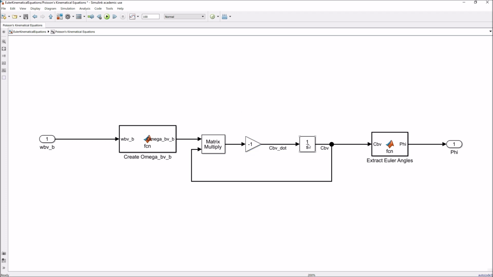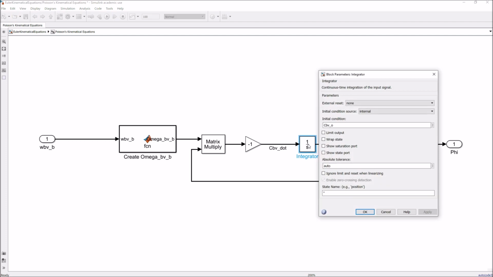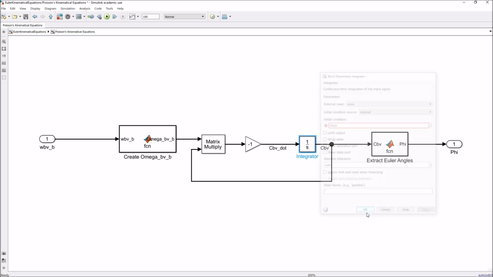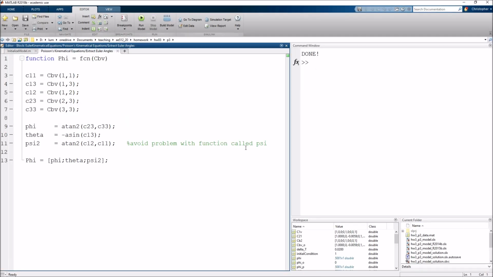That goes into the integrator, where underneath the hood, let's call this CBV at time 0. This is your initial direction cosine matrix. We're going to have to define that before we can run this. And then after that, all we do is extract the Euler angles here. If I open up this block, you see that it's just what we said, extracting the Euler angles. A slight note, you may run into a problem if you try to call this thing psi.